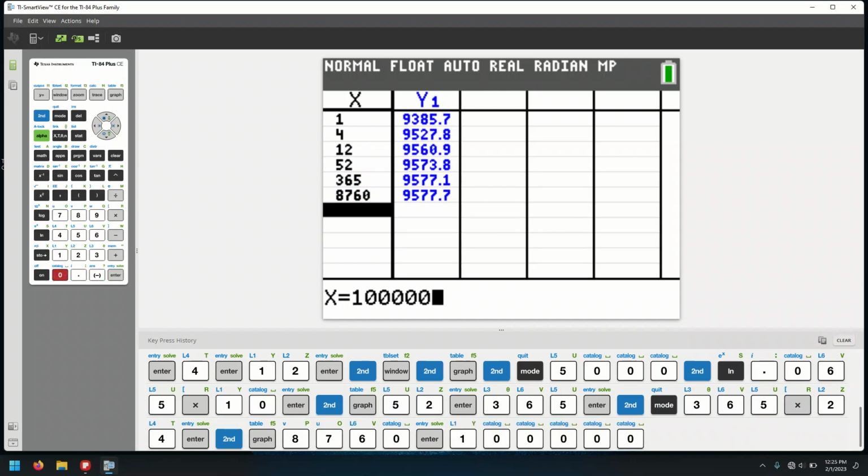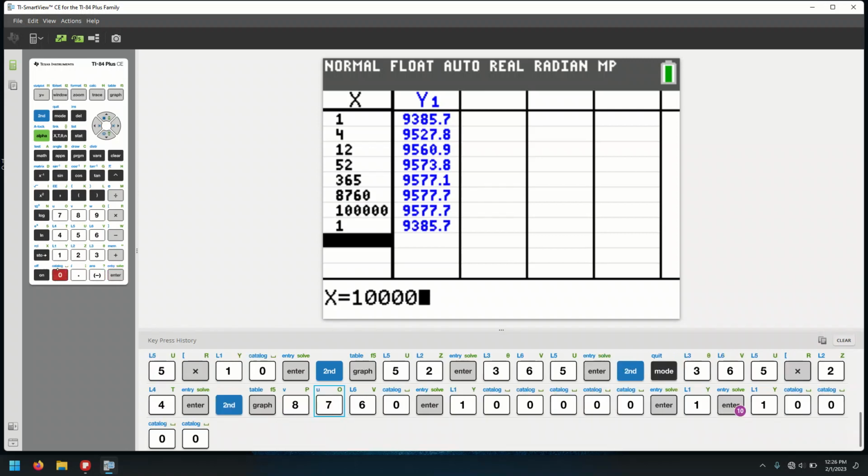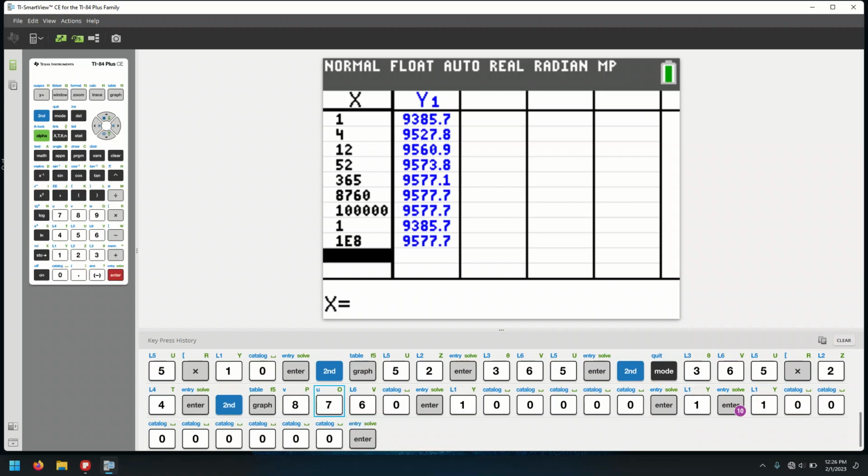Well, that's a big calculation, so I'm just going to input random big numbers. 1, and let me add a bunch of zeros here. Whoops. There was a mistake with the 1. 1 times 10 to the 8. Well, we're still getting to 9577.7 in this case. That's because that's the maximum amount that we can obtain from compounding our interest, in this case by intervals rather than continuously.